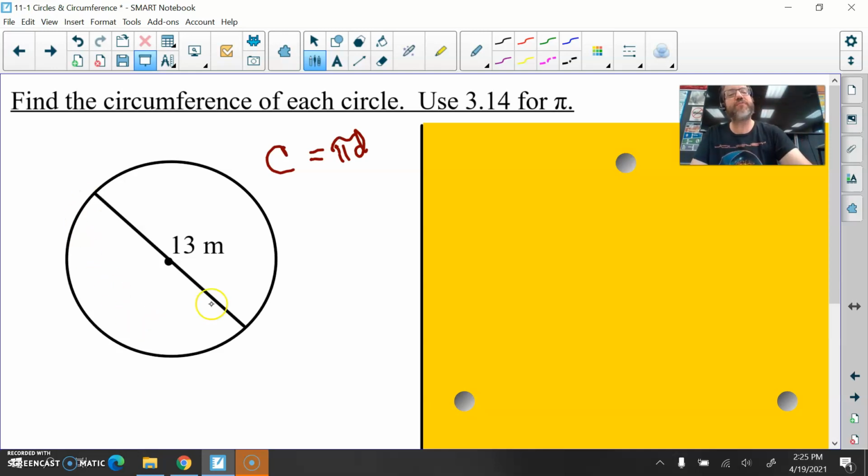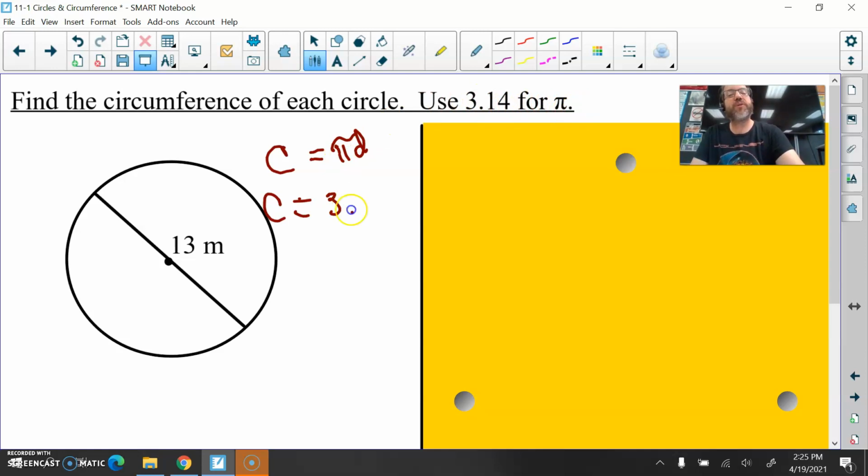So C, the circumference, equals pi times the diameter of this circle. So I'm going to rewrite it. C equals, but now I'm going to substitute in numbers. What do I put in place of pi? Well, we use 3.14 for pi.